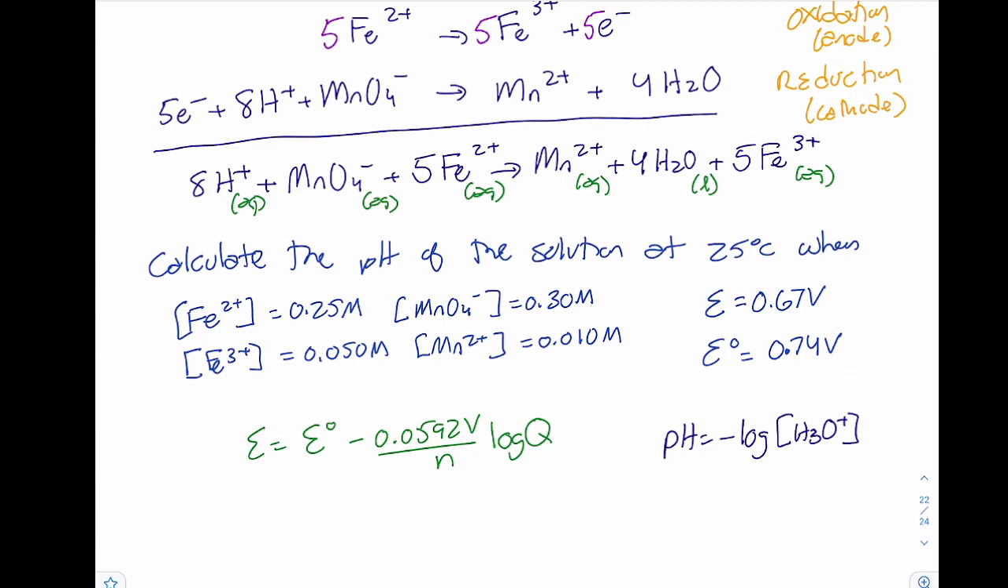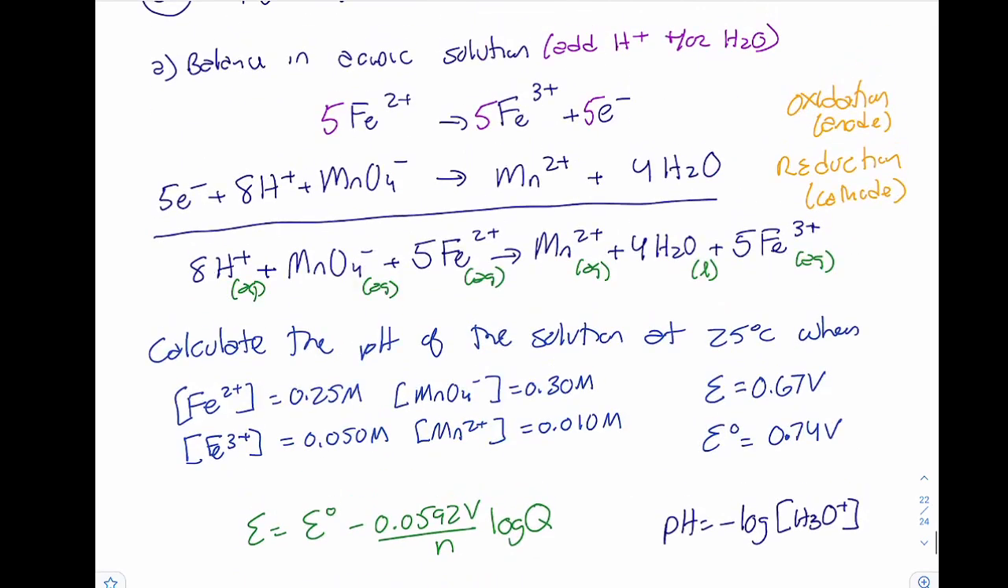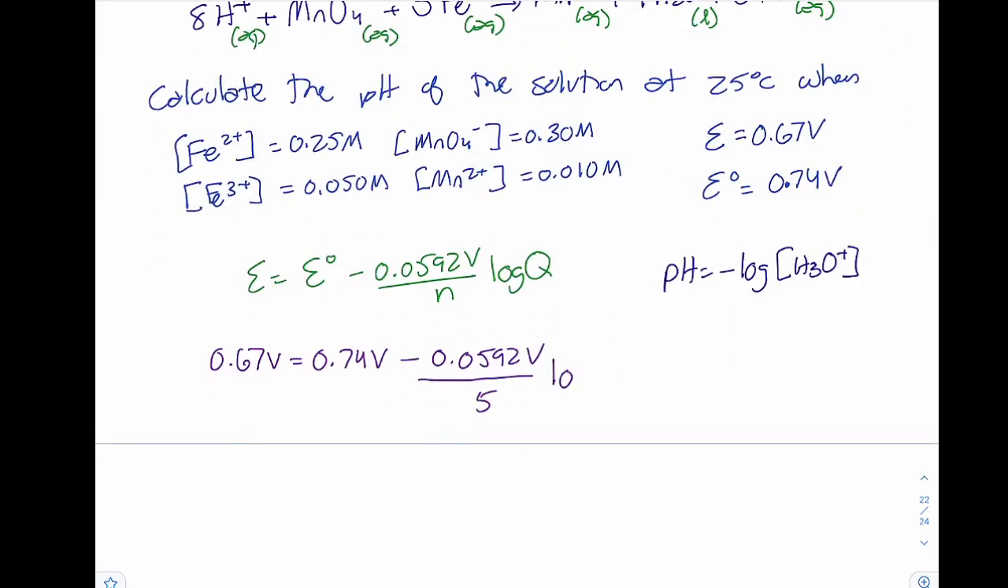So essentially what we're going to do is use this equation to solve for Q. Once I get Q, I can plug all of these numbers into my expression, solve for the one that I don't know, take the negative log of that, and I'm going to have my pH. So first step, let's solve for Q. Plugging in all these values, I have that 0.67 volts is equal to 0.74 volts minus 0.0592 volts. And then the number of moles of electrons transferred is 5, so over 5, multiplied by the log of Q.